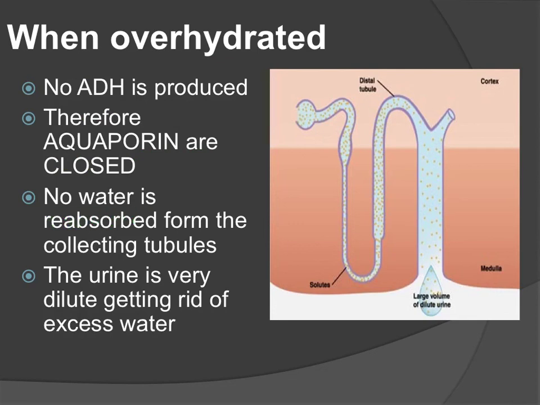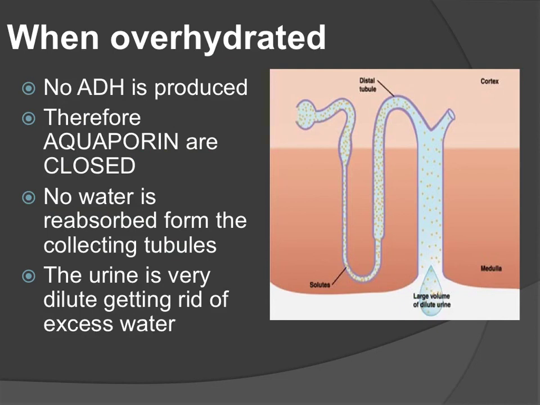No water or very little water will be reabsorbed from the collecting tubules. And so what happens is that, unlike previously in a dehydrated situation, we are not reabsorbing this water. And so the urine that is produced will be quite dilute because a lot of water is being excreted. And it's also going to be a much larger volume because we're not retaining that water for use.